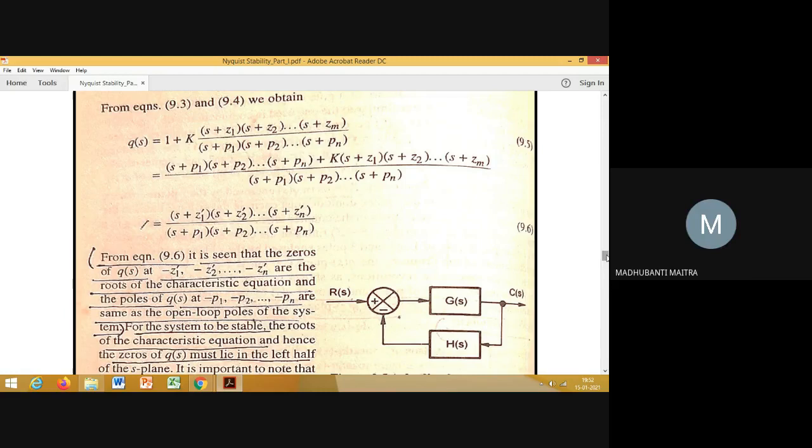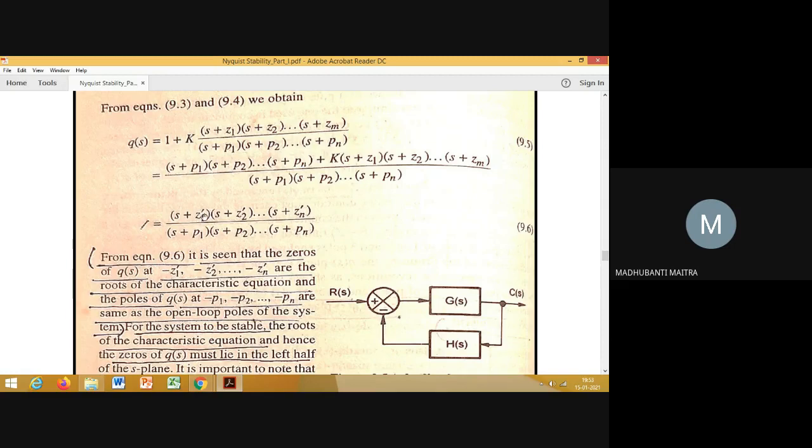So now I'm coming to the Nyquist stability criterion. If I can find out the number of roots of the characteristic equation which are lying in the right half of the S-plane, then I'll be able to comment on the stability of the closed loop system. Again, I am repeating: if I can find out, by applying the principle of argument that we have discussed, the number of roots of the characteristic equation lying in the right half of the S-plane, then I'll be able to comment on the stability of the system.